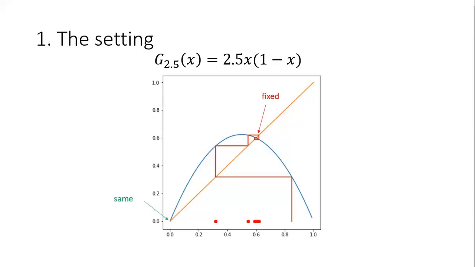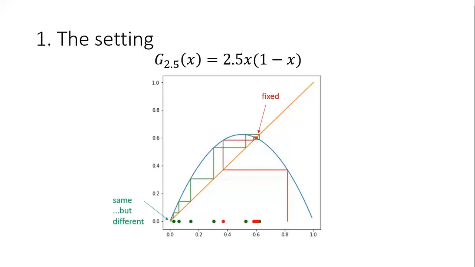Though both 0 and 0.6 are fixed, there's a fundamental difference between the two. The point 0.6 not only stays in place, but also attracts all of its nearby points, while the point 0 doesn't seem to like its neighbors too much. The first case is called an attractor, and the second one, a repeller.